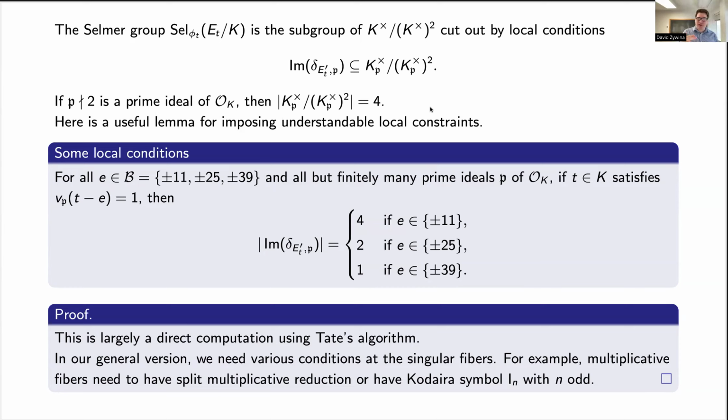And so these are conditions. So you can choose your set S and impose conditions to make the local images satisfy these conditions. This is not a real proof, but I'm saying it's largely a computation using Tate's algorithm. And in our version, we need special conditions at the singular fibers. I gave an example here, but really there are a lot of assumptions on what kind of fibers there are and what properties they have to make this computation work. So I'm kind of pressing that, but that's there.